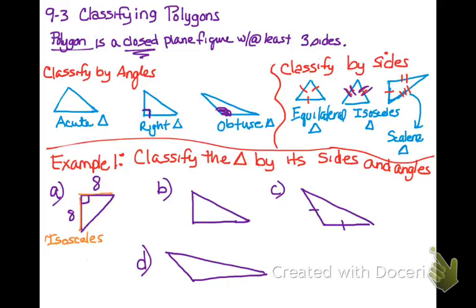And then we're going to do it by the angle. So it's either going to be acute, right, or obtuse triangle. So what angle does it have that we could tell? Right. It has a right triangle, so it's a right. I put RT. So it's going to be isosceles right triangle.